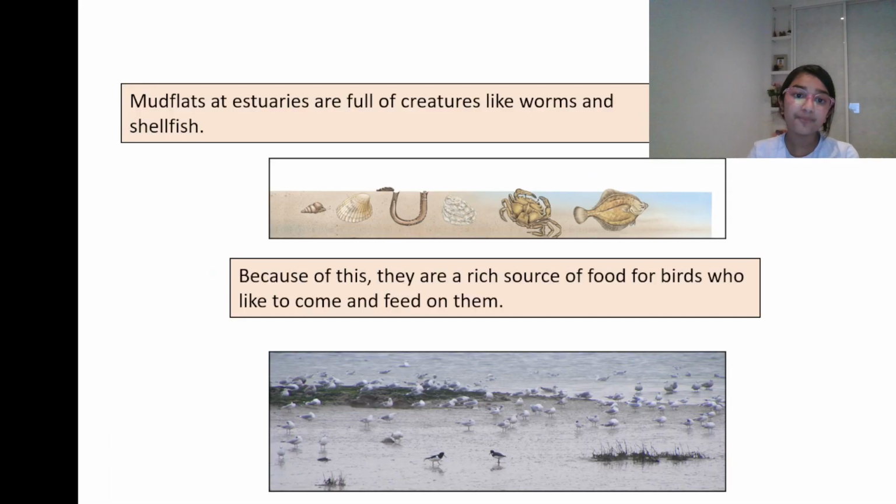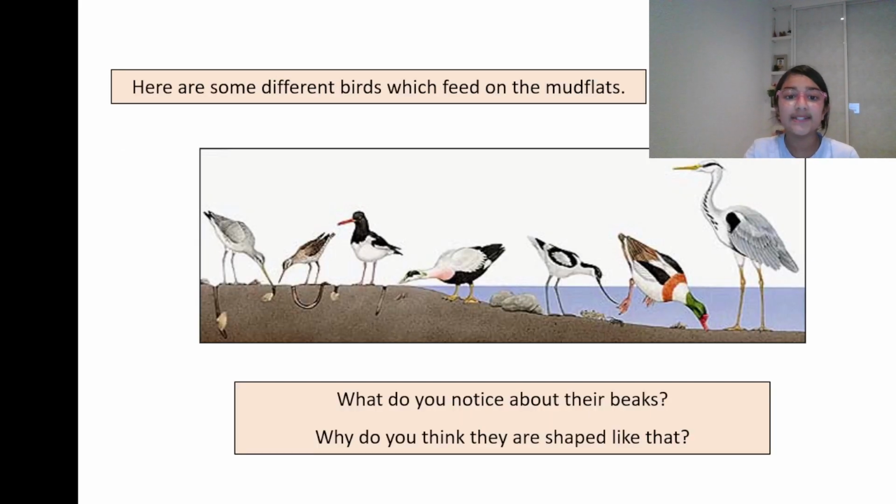Mudflats and estuaries are full of creatures like worms and shellfish. Because of this, they are a rich source of food for birds who like to come and feed on them. So they dig into the ground and pick what they want to eat.